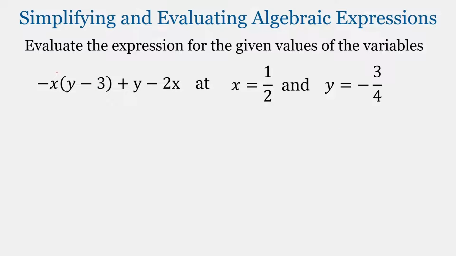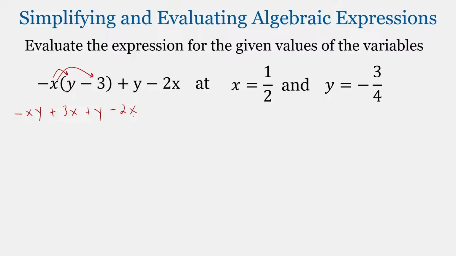Okay, to simplify this expression, we'll start with distributive property. Distribute that negative x to both terms in the parentheses. We end up with negative x times y plus 3x plus y minus 2x.